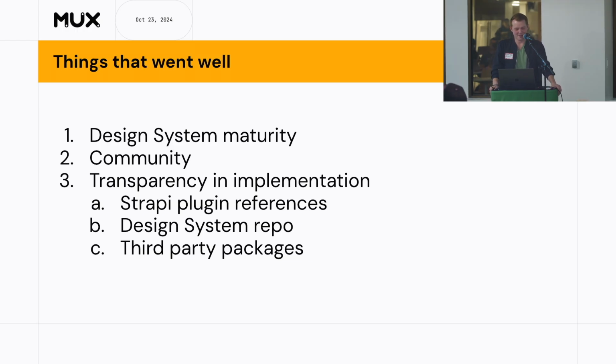So let's talk a little bit about the things that went well. So design system maturity. This is the design system. If you're familiar with Strapi, they have their own design system. This is how their UIs are built. I have been able to see how it has progressed over time. When I had started building this plugin, this was back in Strapi version 2, to give you context, and we're now on 5. So I have been able to see it progress over time.